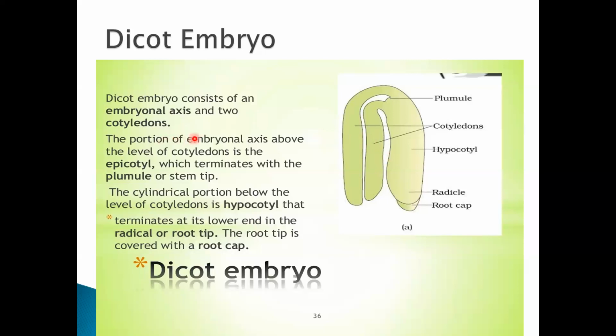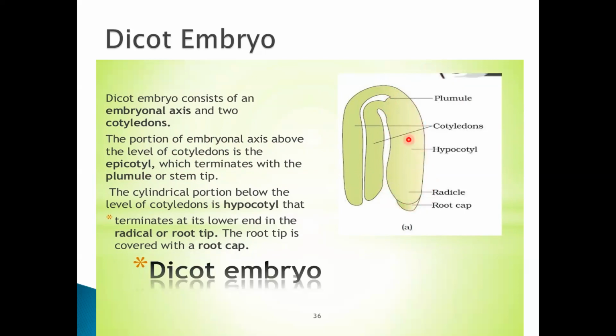Now the portion of the embryonal axis above the level of the cotyledons is called the epicotyl, which terminates with the plumule or stem tip. So the plumule is a stem tip here. This part is known as the epicotyl. Later, here is the hypocotyl, the cylindrical portion. Can you see here? This part is known as the hypocotyl.